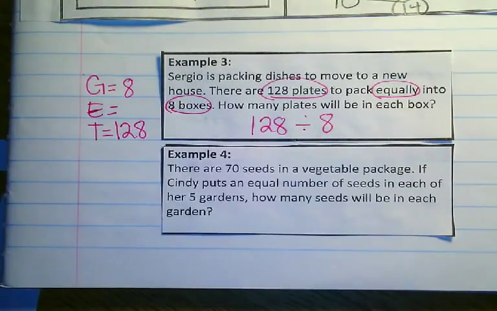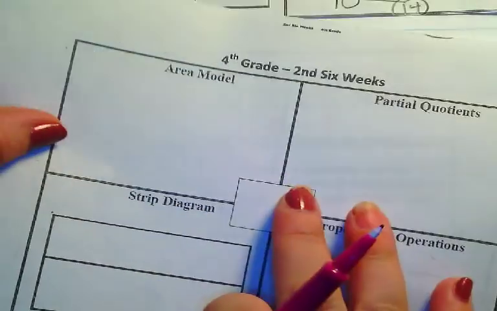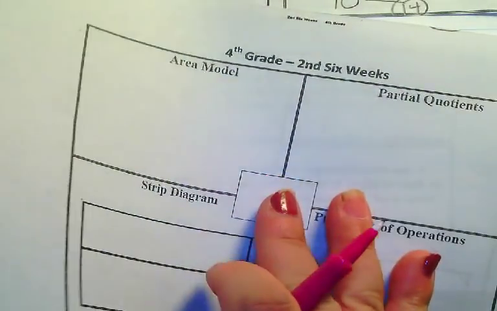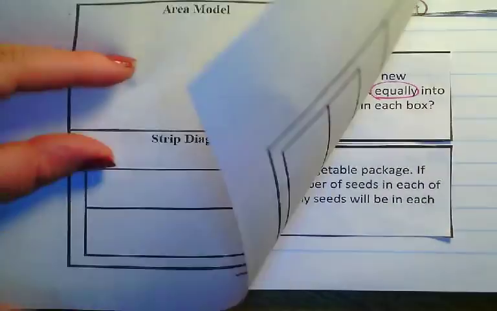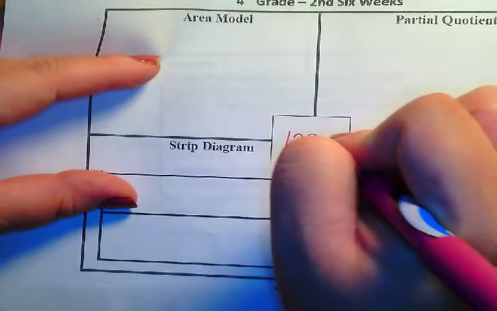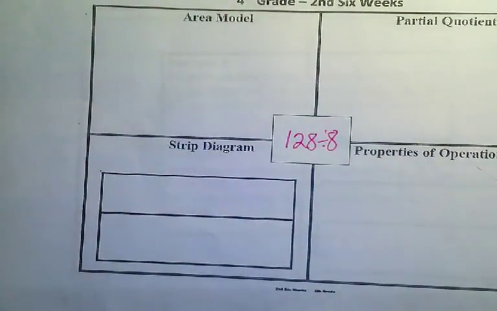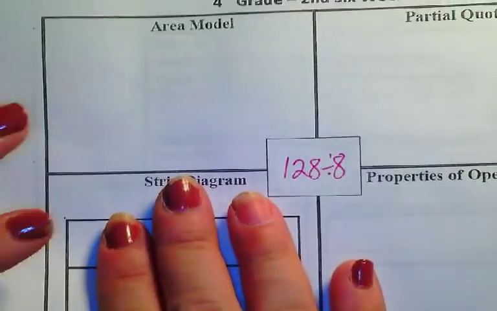Okay, so we're going to get our other half that we had left over. We have 2 problems, one in the front and one in the back. So we go ahead and get started with that. 128 divided by 8. Okay, so let me zoom in so we can look only at the area model. Okay, area model, here we go.